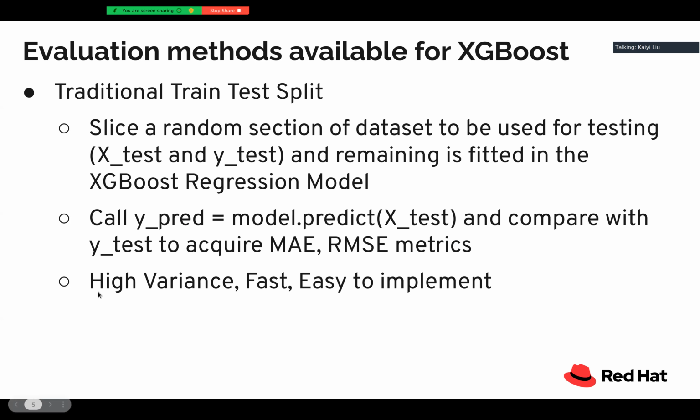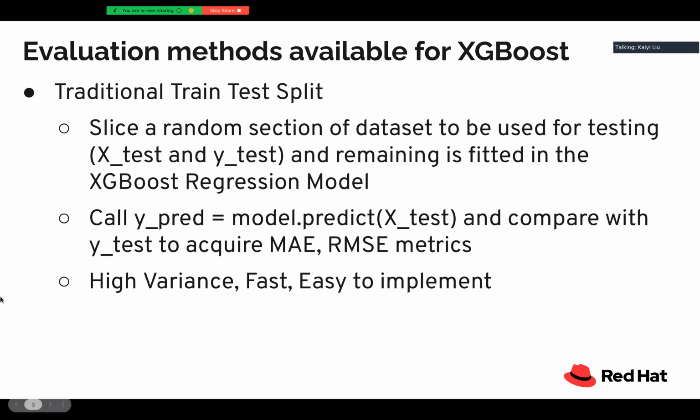This has obviously very high variance. It's a lot faster and a lot easier to implement. It has high variance because if you were to run this multiple times, you would probably get very different error metrics, because you're only taking one tiny slice of the data set and using that to get your metrics. If you did it again, your test data set could be completely different than before, and you can get a completely different result.